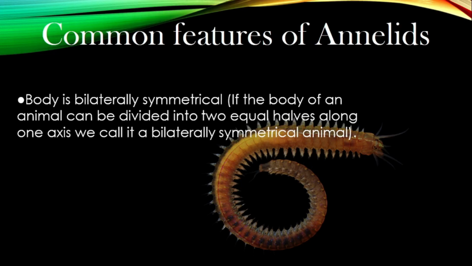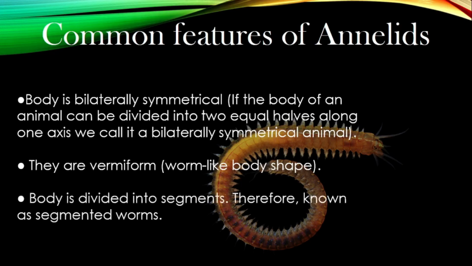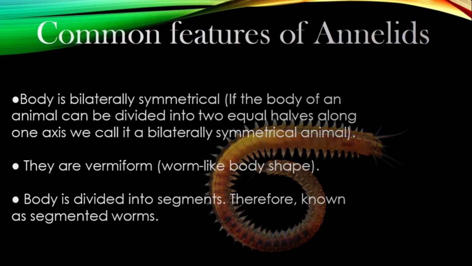Now friends, I hope that you have a clear vision on what a radially symmetrical animal is and a bilaterally symmetrical animal. The next feature, they are vermiform. It means worm-like body shape. Body is divided into segments. Therefore, they are known as segmented worms.